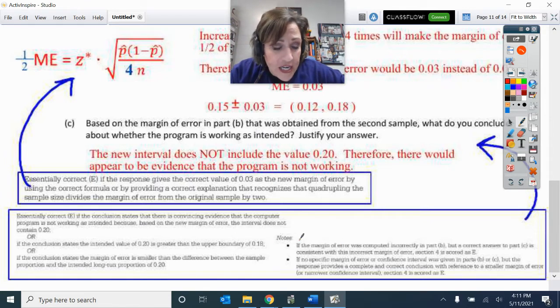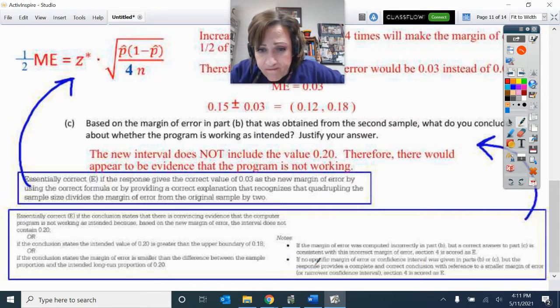Now, look at these notes. If you did a wrong margin of error here in part B, you would be marked off for part B. But if you used it correctly in your statement with part C, you would get credit for part C, even though you missed part B.